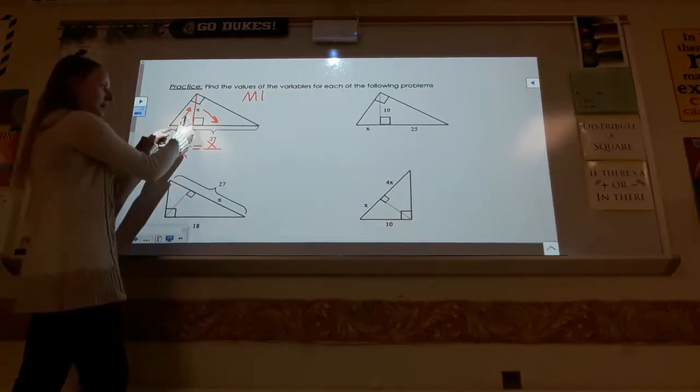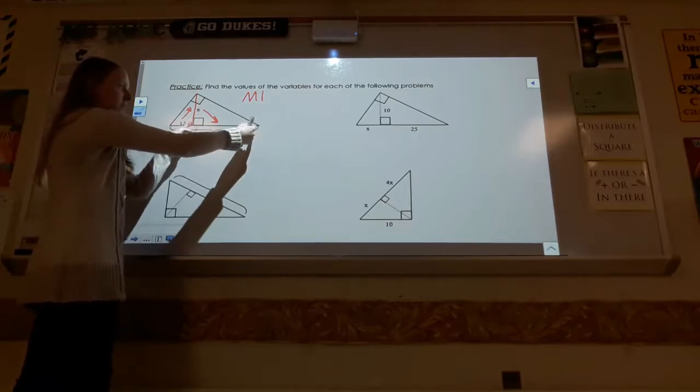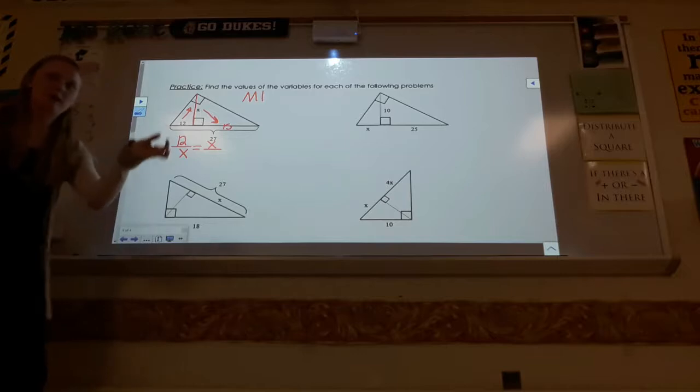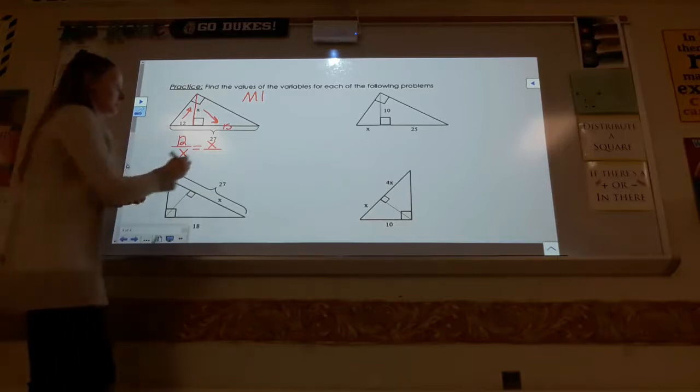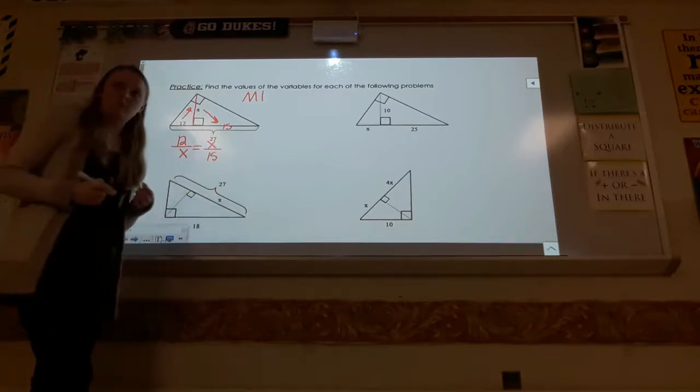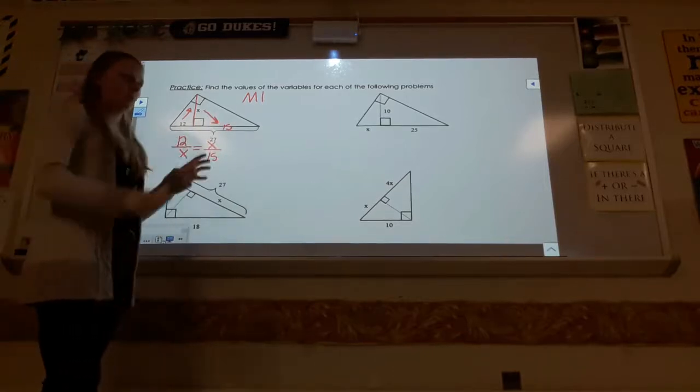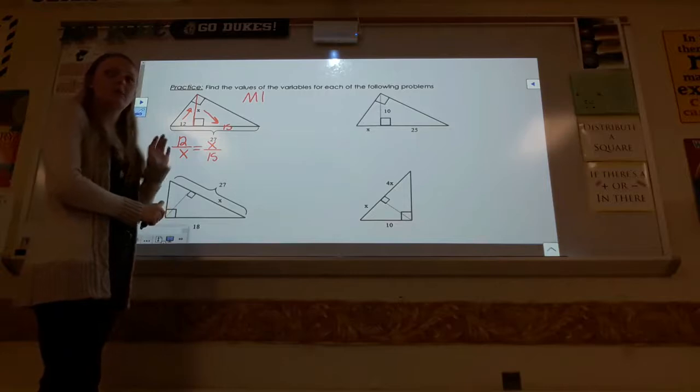So if I know this is 12 and the whole thing's 27, what would this be? 15. So you may need to pause for a second and do that before you proceed with the question. So this would actually be x over 15. Right? So please make sure you're looking out for that, you have the two little pieces individually if they give you the whole thing as well.